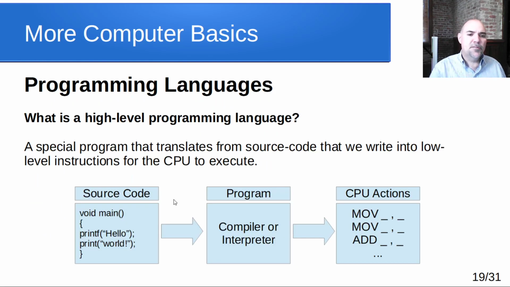A programming language is really just a special program that translates source code that we write into the actions that the CPU needs to take to embody the things that we put in the source code. So for example, this code over here that we wrote, this printf hello, printf world, we would feed that into one of these special programs, and it would either carry out those actions for us or save them off in a machine code file that then can be loaded and executed later.